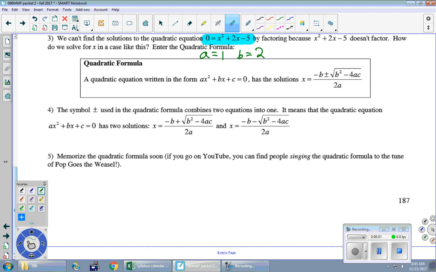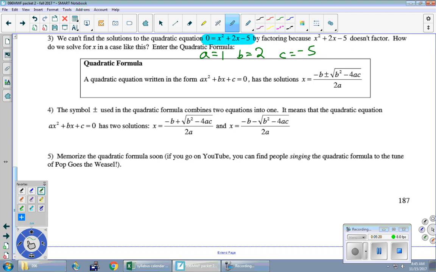C is always the number that isn't touching any x's. What is it in our equation? -5, and I'm glad we grabbed that negative sign. If you say 5, you're going to get the wrong answer. -5. Okay? And then we're going to take those three numbers and substitute them into this wonderful formula right here.